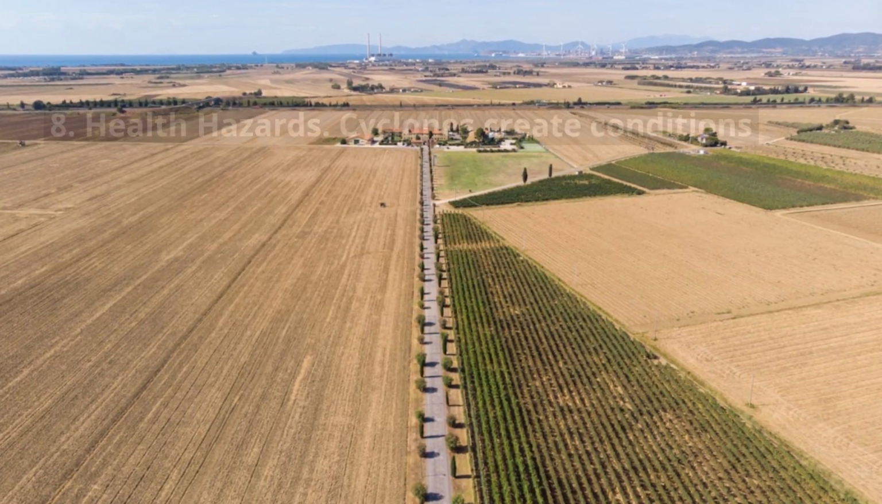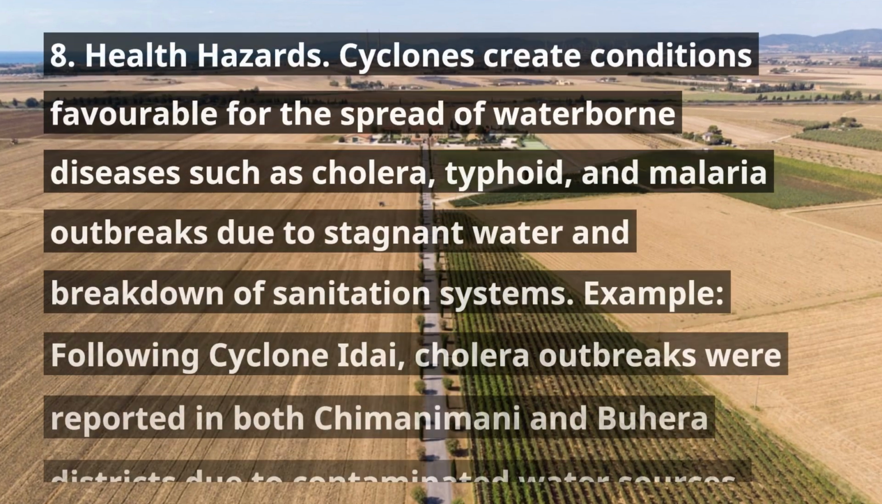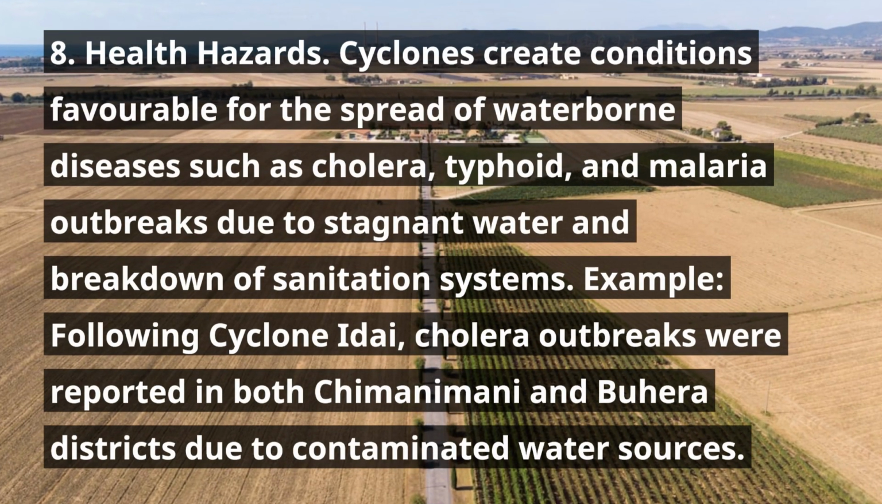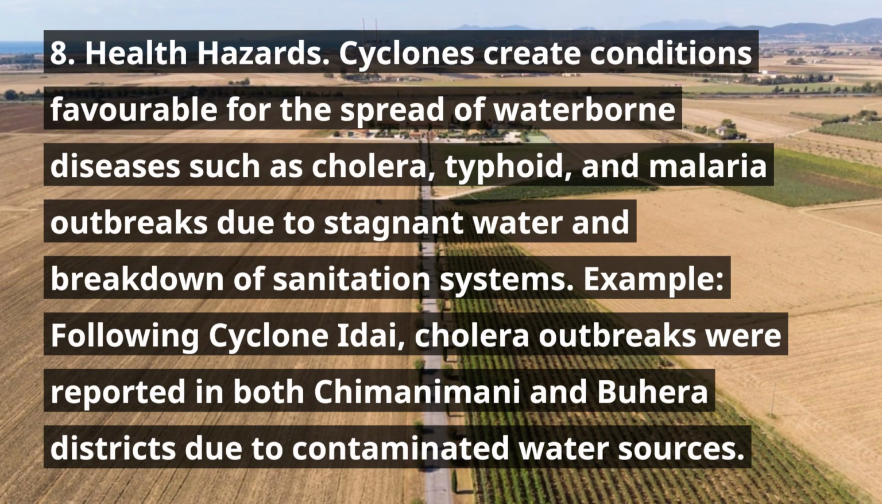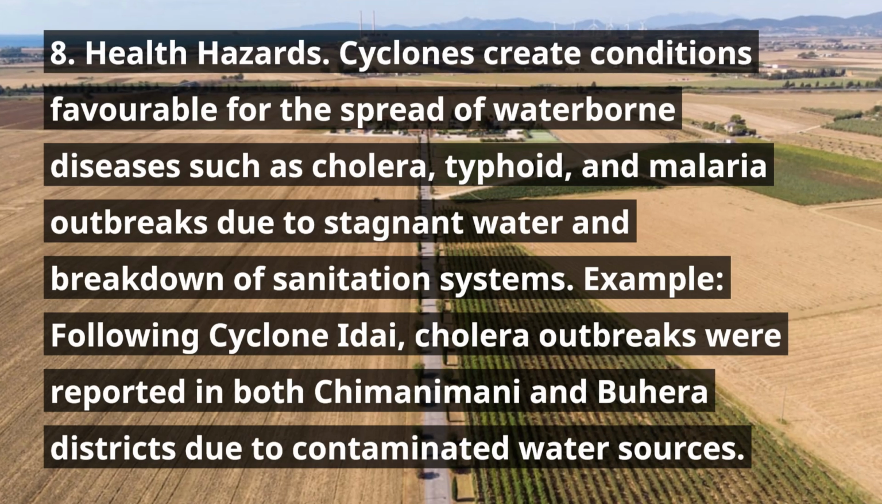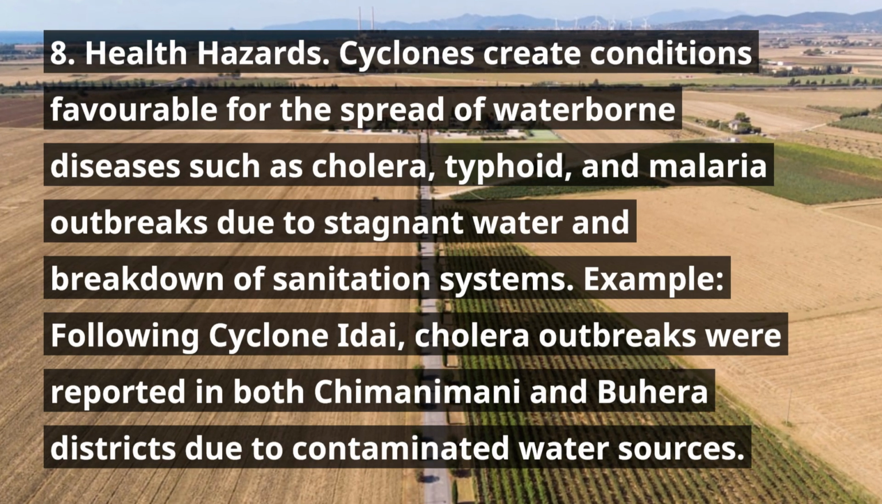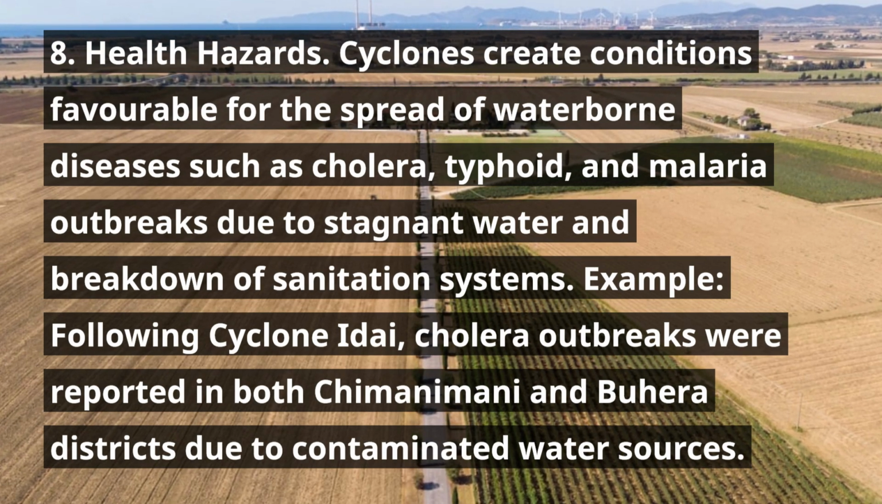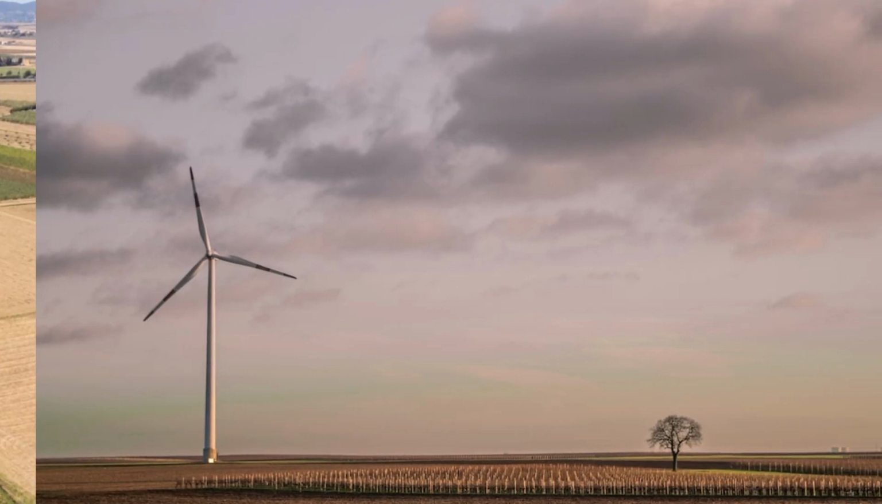8. Health hazards. Cyclones create conditions favorable for the spread of waterborne diseases such as cholera, typhoid, and malaria outbreaks due to stagnant water and breakdown of sanitation systems. Example: following Cyclone Idai, cholera outbreaks were reported in both Chimanimani and Buhera districts due to contaminated water sources.